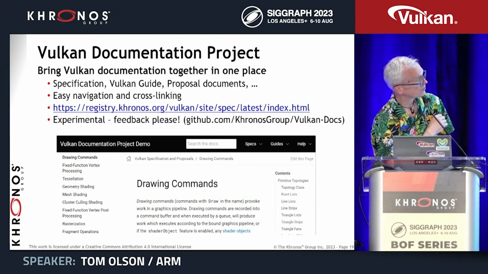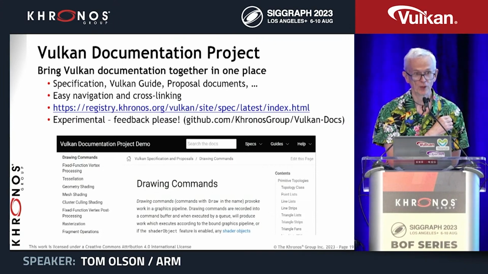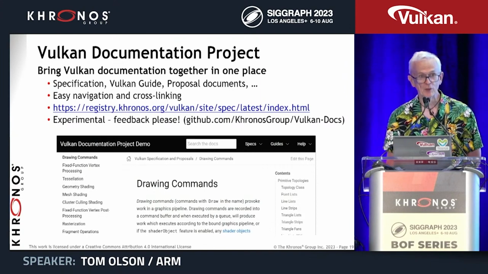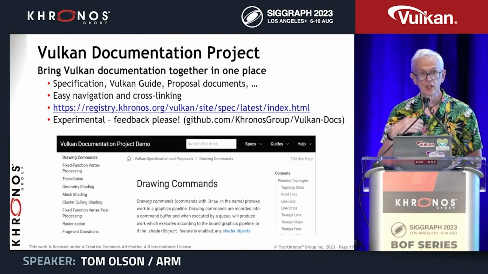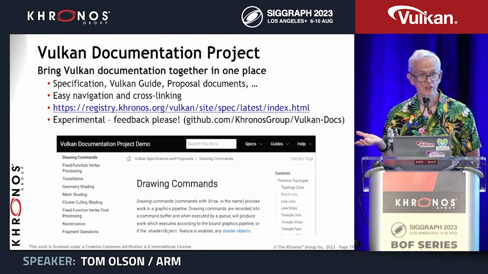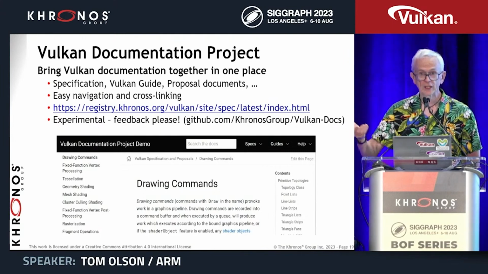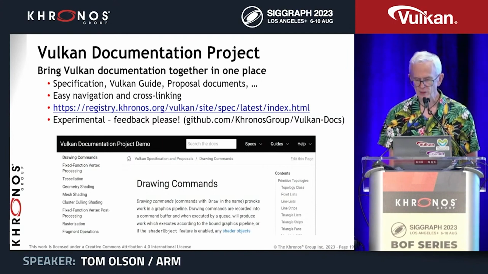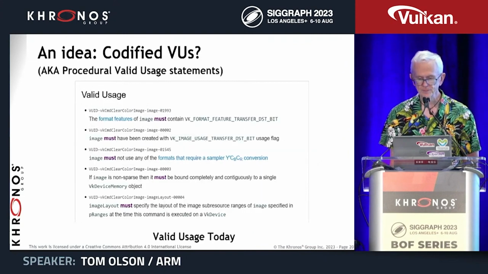Sorry, I don't have a nice QR code. I just have a URL. But if you search for it, Vulkan Documentation Project Demo, I think you'll be able to find it. We would love feedback on this. Do you think this is a good idea? We're currently saying, okay, what's next? We have a proof of concept. How do we make this complete? And we would love feedback and suggestions.